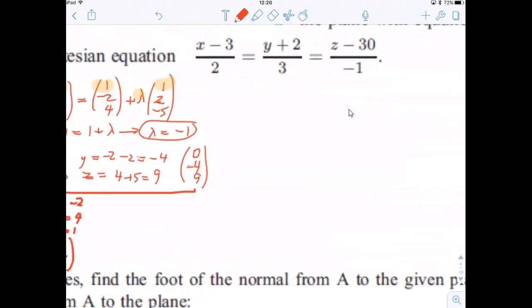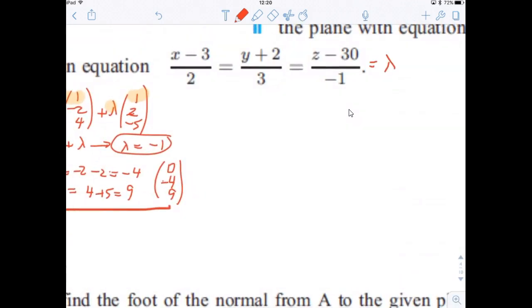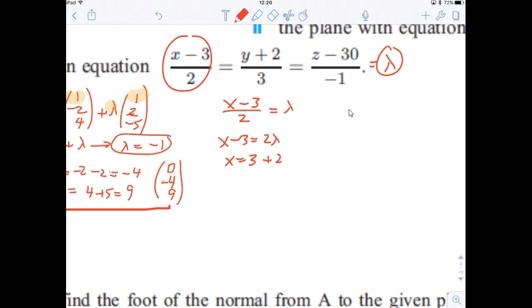Let's do that. So we're going to say that each one of these is equal to lambda, right? And then we're going to make a parametric equation from that. So we'll find out that x minus 3 is equal to 2 lambda, that x equals 3 plus 2 lambda. And then we'll do that for each one. So for y, we would have -2 plus 3 lambda if we do the same algebra. And then for z, we would have 30 minus lambda, I think. Okay, so these are the parametric equations that we derived from that Cartesian equation.